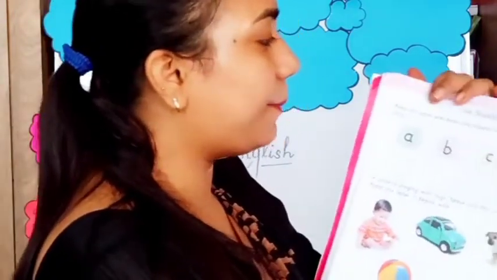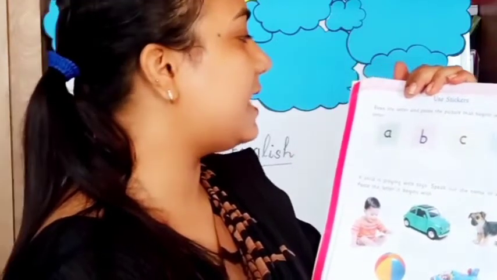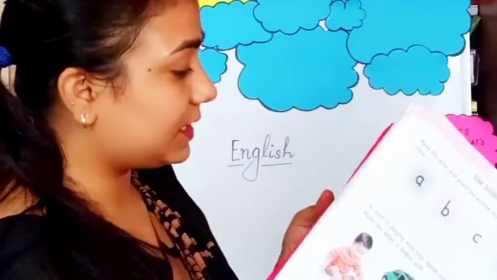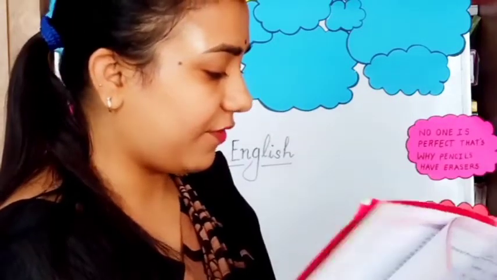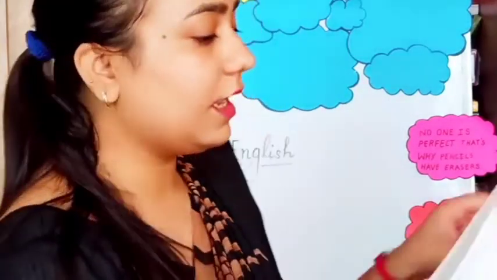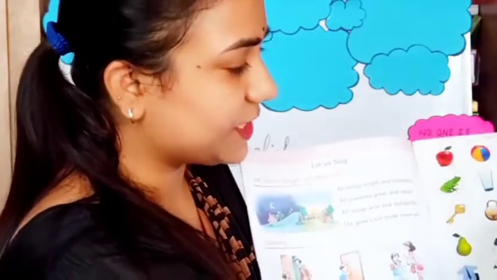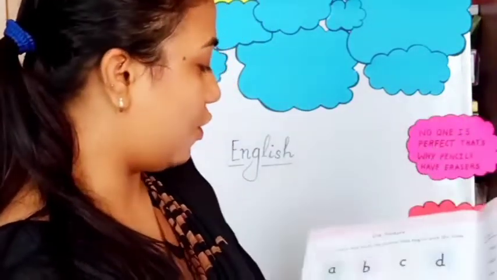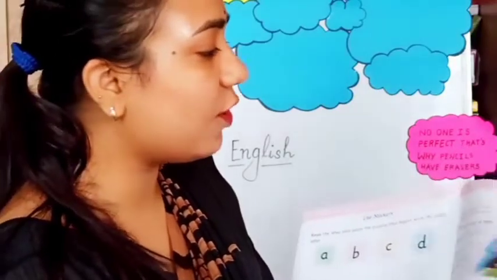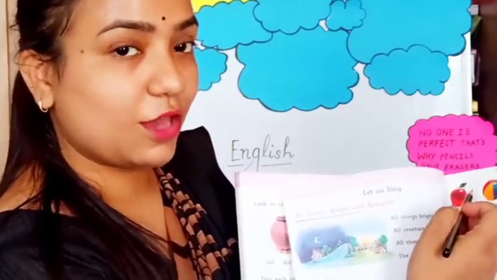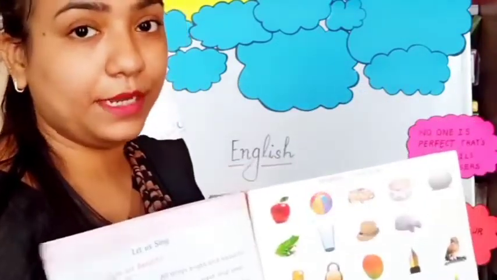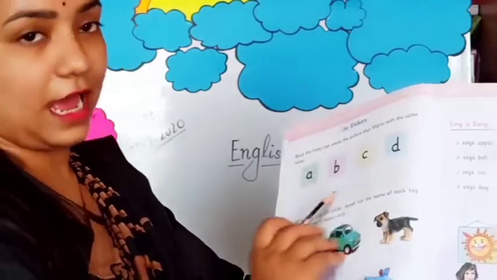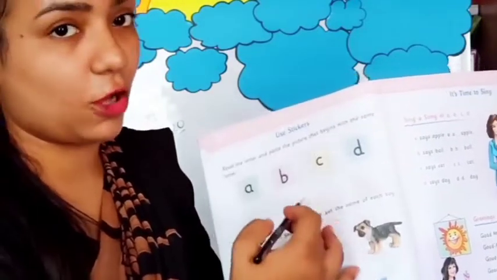Read the letter and paste the pictures that begin with the same letter. You have to paste the pictures. Okay, here. So see children, the pictures are given here. At the back side of your book, some pictures are given. Okay. So A is for apple. So you have to stick this apple here. And similarly you will stick all the pictures.